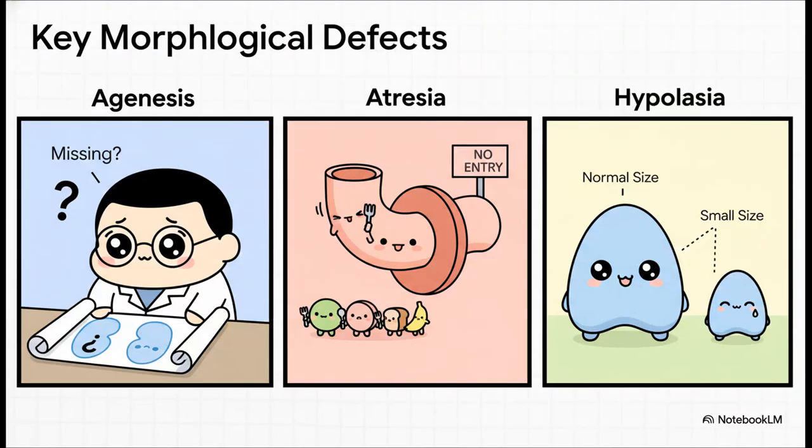You're going to encounter a lot of terms to describe these errors, but let's lock in a few key ones. Agenesis, that's the complete failure of an organ to even form, a catastrophic blueprint error. Atresia is when a tube or a passage fails to open up, which is often a failure in that sculpting process we just talked about. And hypoplasia is when an organ is there, but it's underdeveloped. It's just too small to work right.